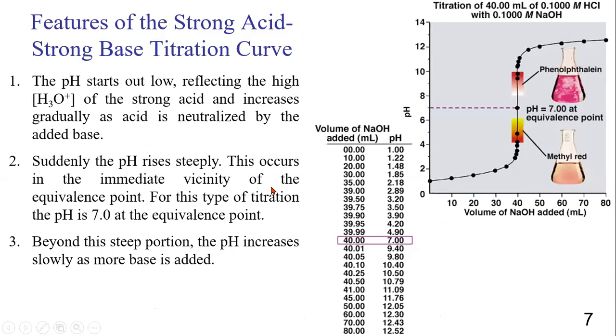So what are some features of this strong acid, strong base titration? First of all, like we said, the pH starts low and increases gradually, and then there's a sudden sharp rise. This occurs in the vicinity of the equivalence point. For this type, the pH at the equivalence point is always equal to 7, and beyond this step, the pH increases slowly as more and more base is added.